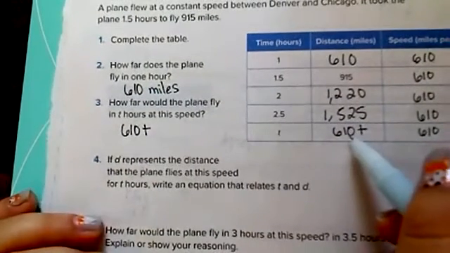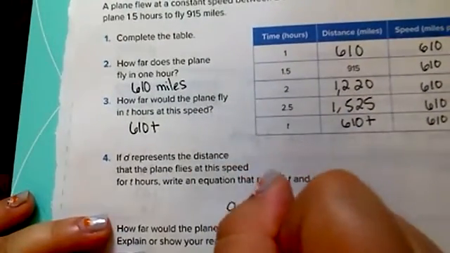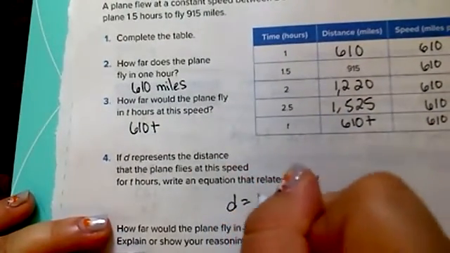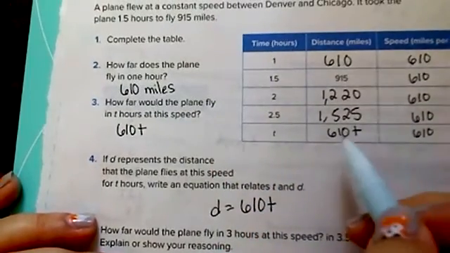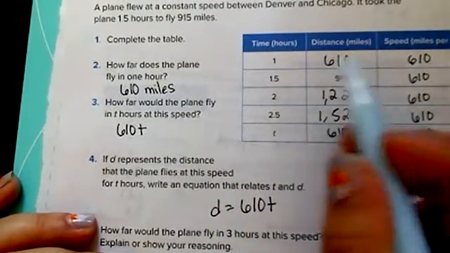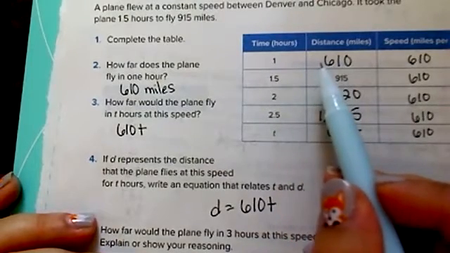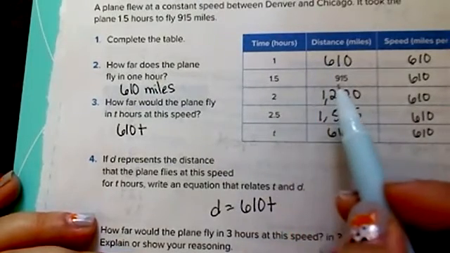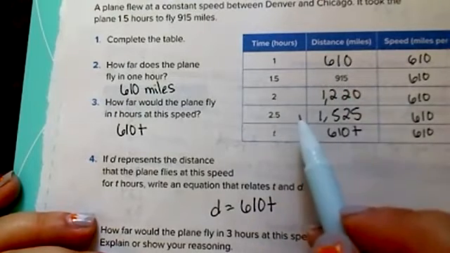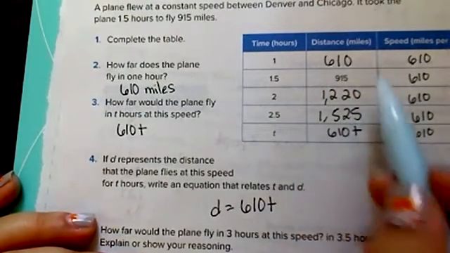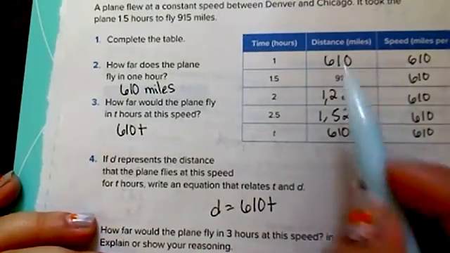So we can use this equation we have right here and just put our D in front of it. D equals 610 times, because this is what we're using to figure out all of these other pieces. So this would be 1 times 610, 1.5 times 610, 2 times 610, 2.5 times 610, to give us that consistency over here for how far it's traveling.